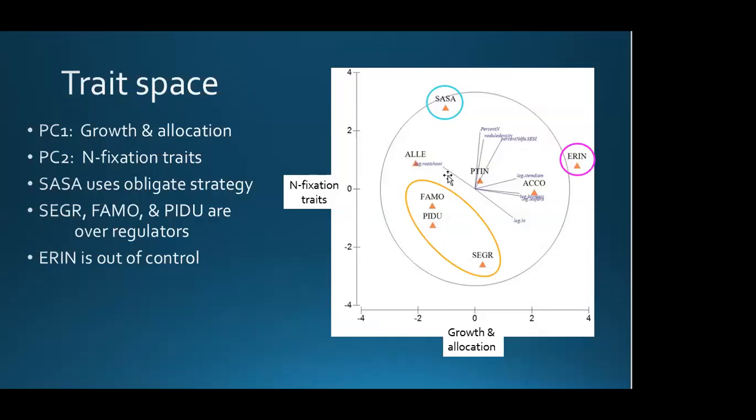However, FAMO, PIDU, and SEGR, these 2 are high risk and this is a low risk, were the 3 species that appeared to be over-regulating and are grouped here with lowest fixation. Aaron, which is a low risk, had super high growth rates but was not able to regulate fixation as well as most of the others. So this figure shows that traits relate to fixation strategies and how strategies can be mapped out based on traits.